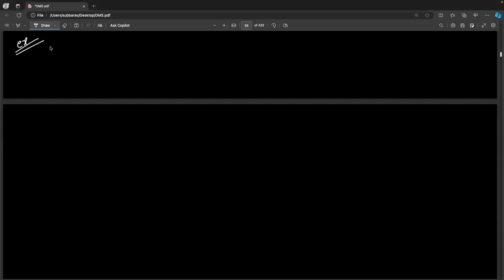Write down this. Let G be a simple graph. How many people will do? Let's see. Let G be a simple graph with n nodes and k components.